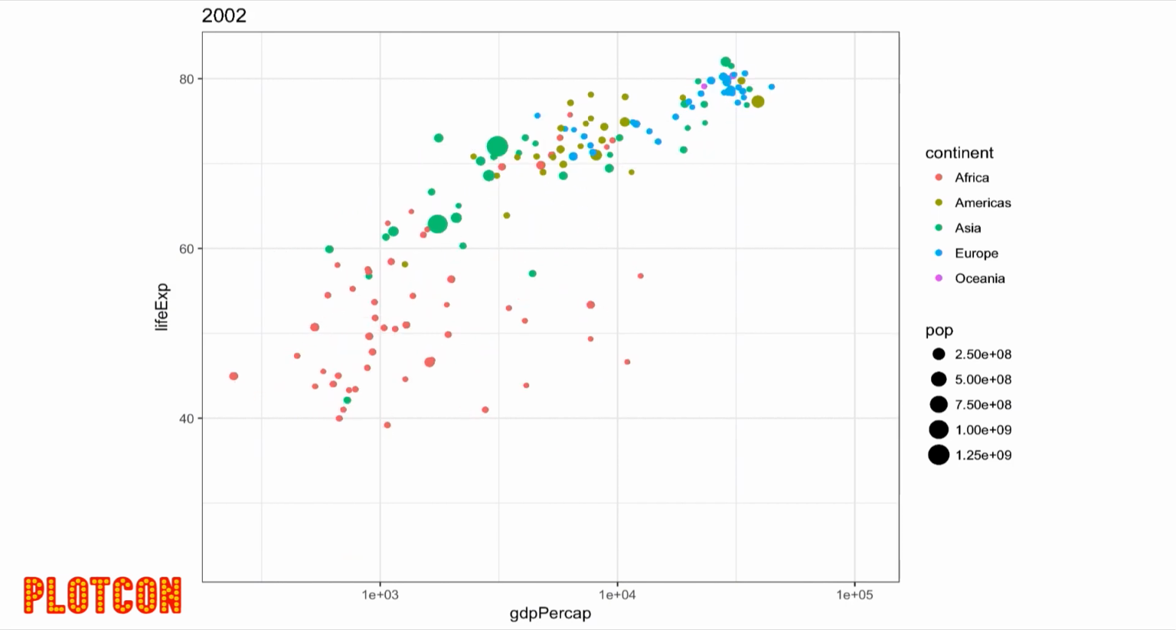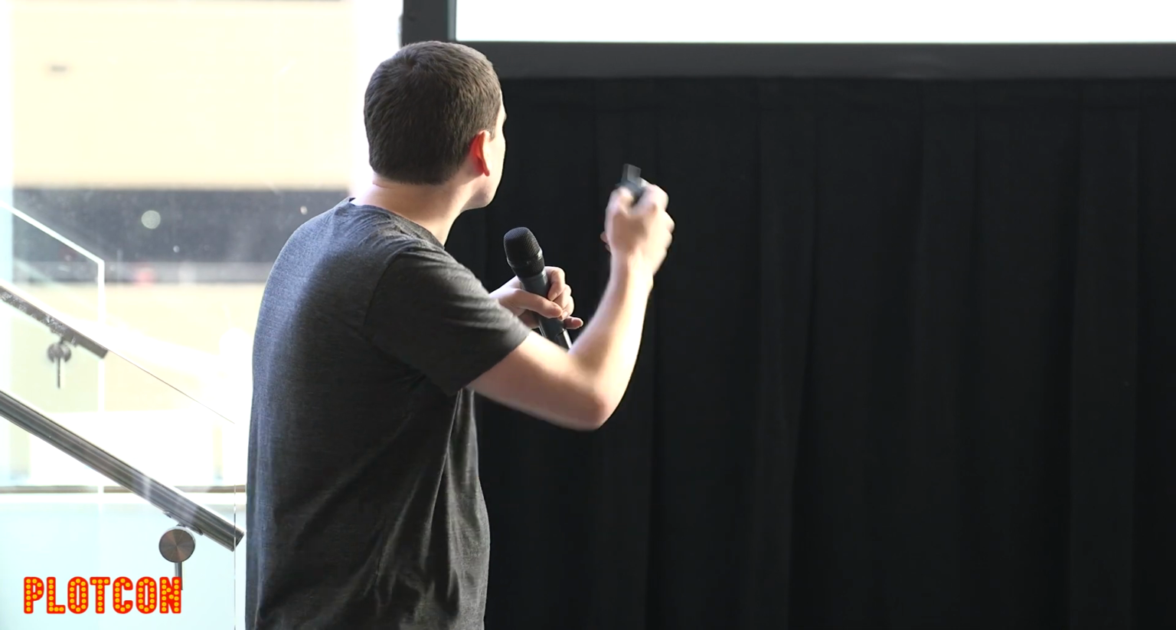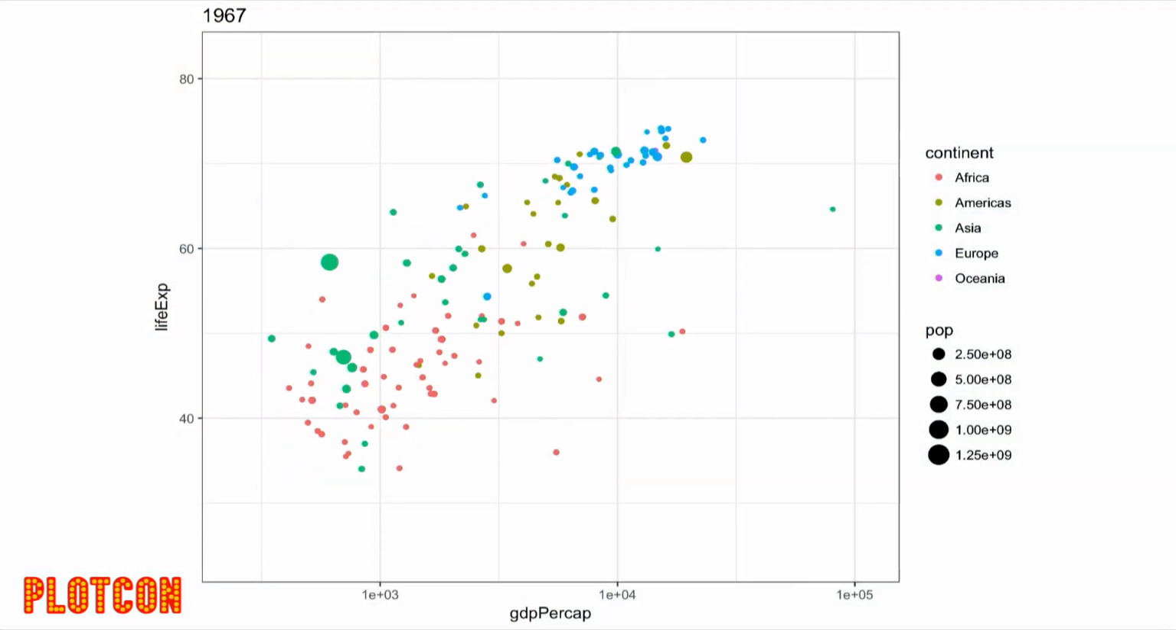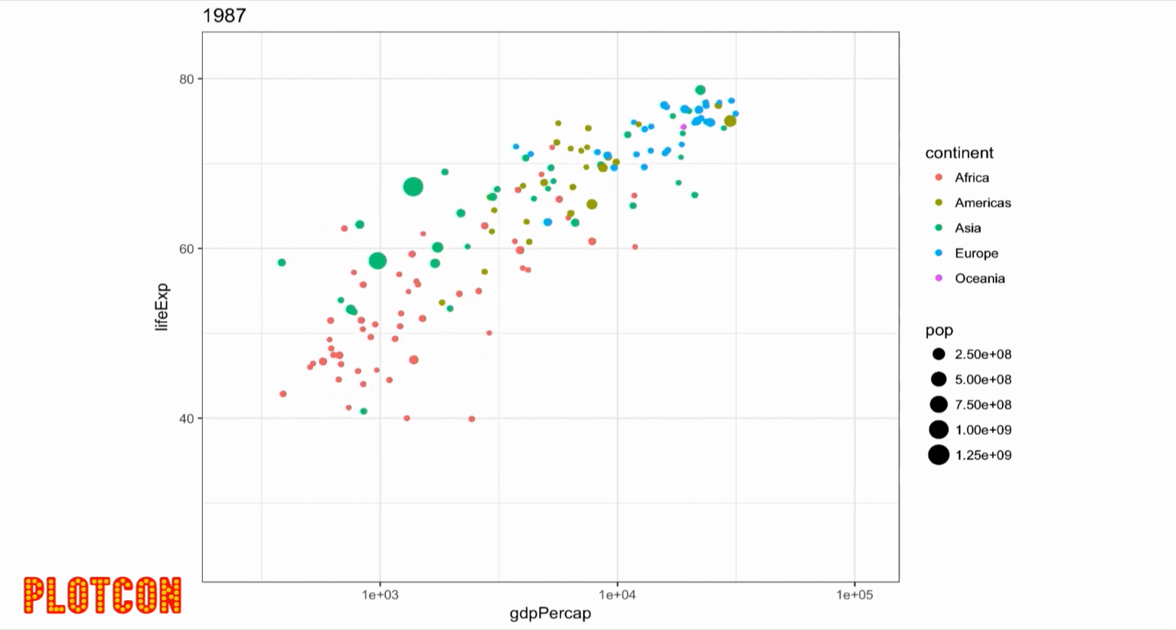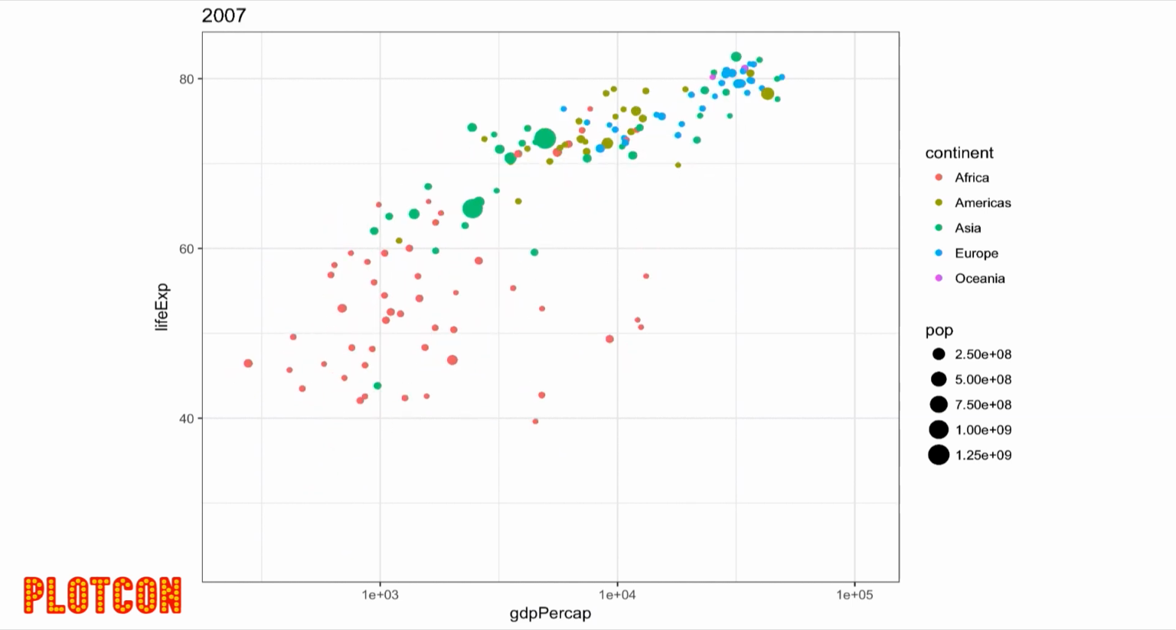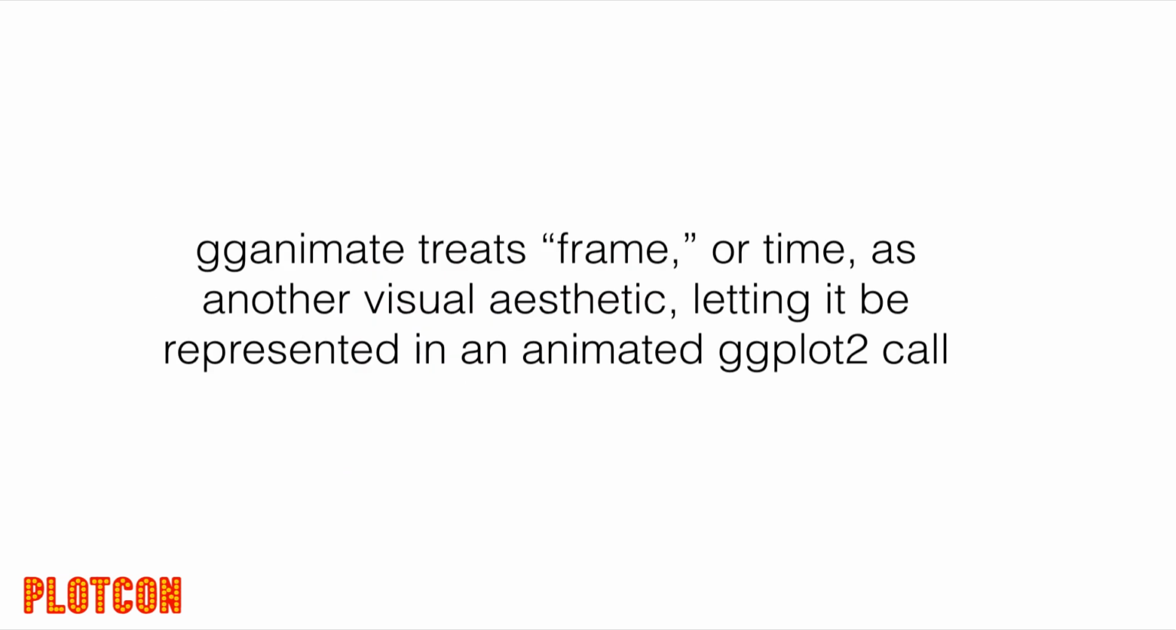Actually, did anyone make it to Hadley Wickham's talk at the visualization meetup yesterday? It was neat. He actually showed this same animation. It was showing how we have X, Y, size, color, and time. So gganimate works by treating frame or time as another visual aesthetic to be represented in a ggplot2 call.